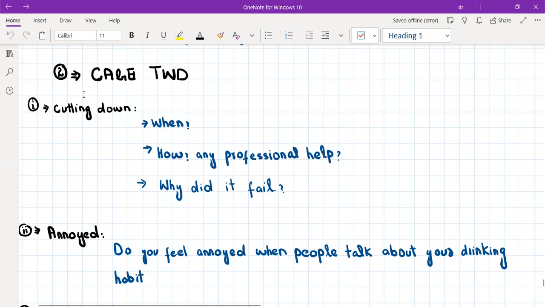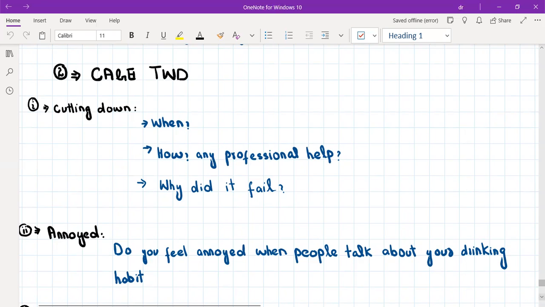So, cutting down. We'll ask the patient, have you ever tried to cut down the amount of alcohol that you have been drinking? If yes, when was that? How did he try? Was there any professional help, or did he try to do it on his own? And what were the reasons, in the patient's opinion, that it failed?